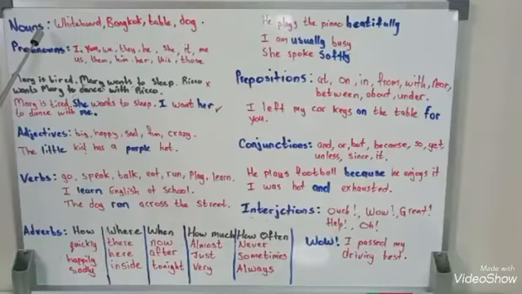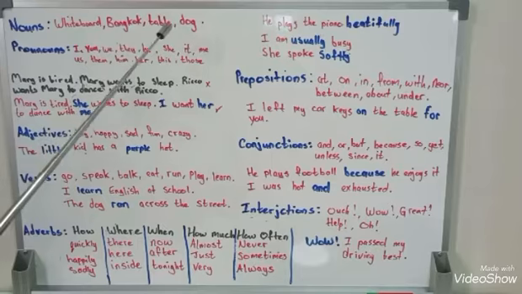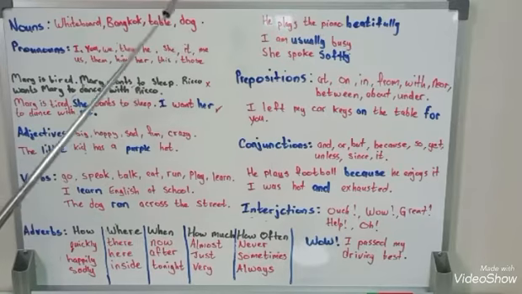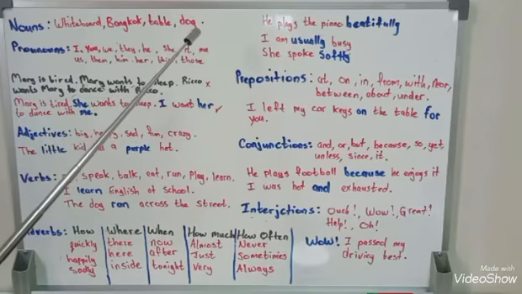Okay, so let's have a look at nouns. Now, a noun is the name of a person, place, or thing. So we have some examples here: whiteboard, Bangkok, table, dog, cookie, pencil, the United States of America.